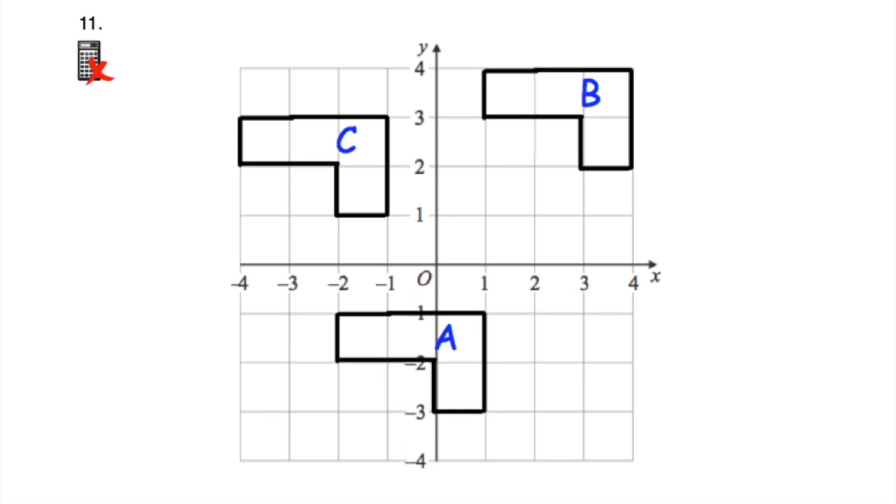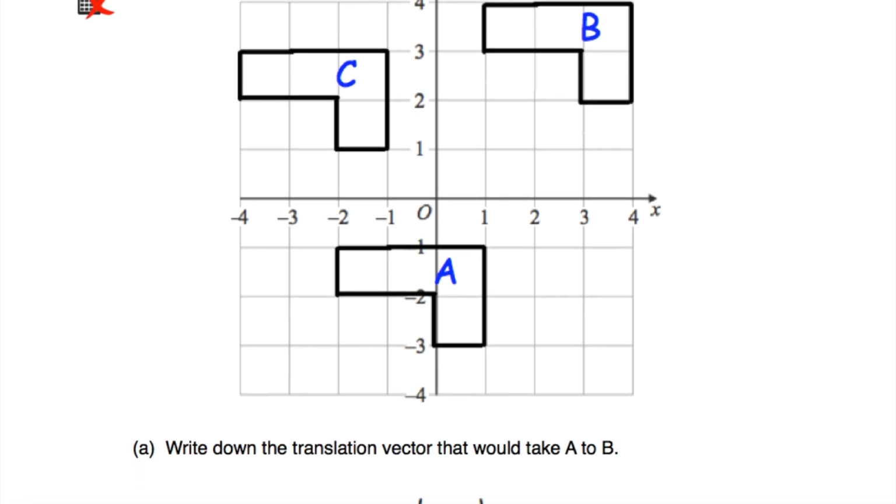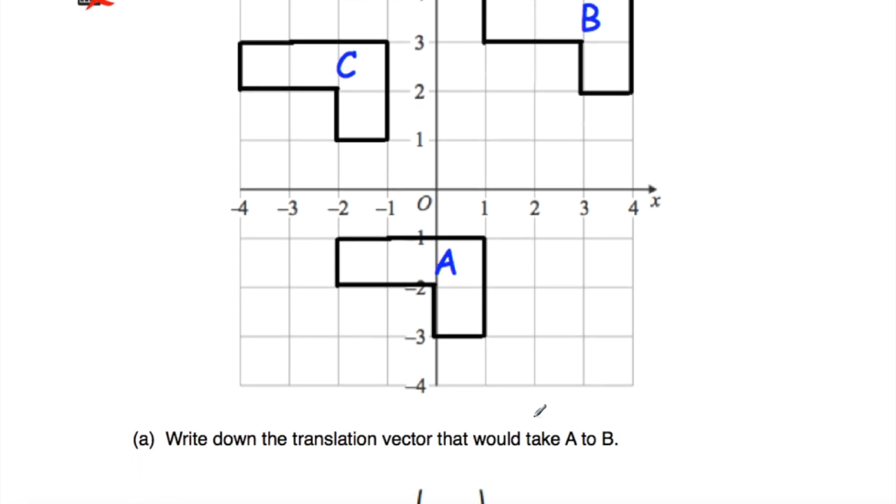Okay, so question number 11. We've got these shapes A, B, and C, and we've been asked in our first part to write down the translation vector that would take A to B. So how do you get from A to B? I'm going to choose 2 corresponding corners, this point here, the bottom right hand corner, and this point here. And we want to get from A to B.